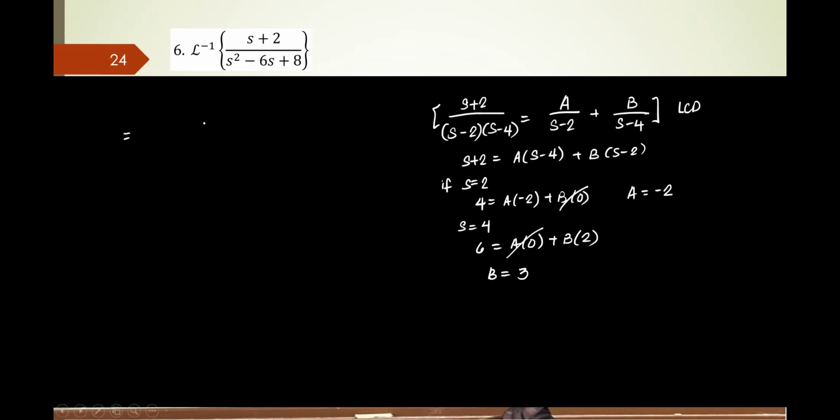Therefore, this one could be separated as negative 2 over s minus 2 plus 3 over s minus 4. So you're actually solving for the inverse Laplace of that one. Can you please give me the answer? Negative 2 e raised to 2t, very good, plus 3 e raised to 4t. Very good.